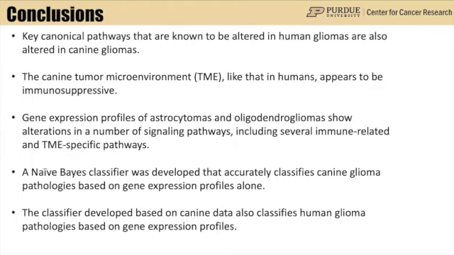We also used a Naïve Bayes classifier that somewhat accurately classifies canine glioma pathologies based on gene expression profiles alone. And then we used that to predict astrocytoma versus oligodendroglioma profiles in human glioma. And so this also underscores the importance of using the canine model, that it's a valid model for studying human gliomas.